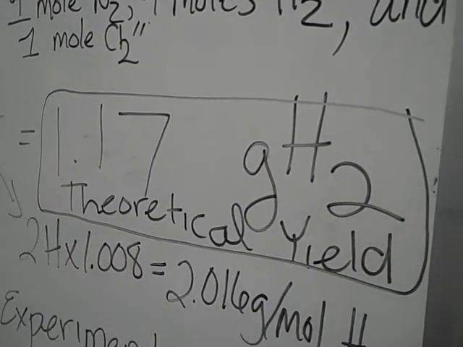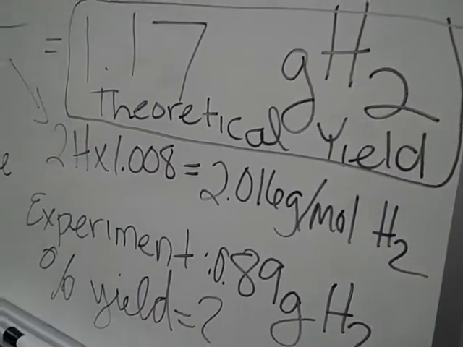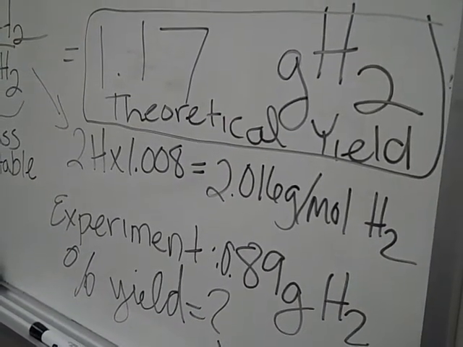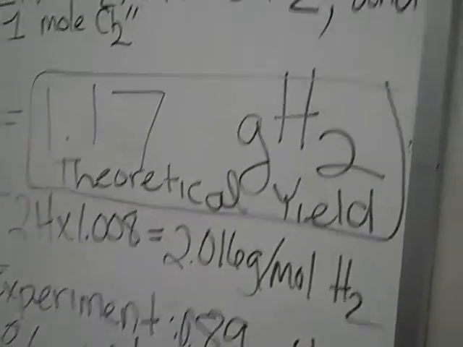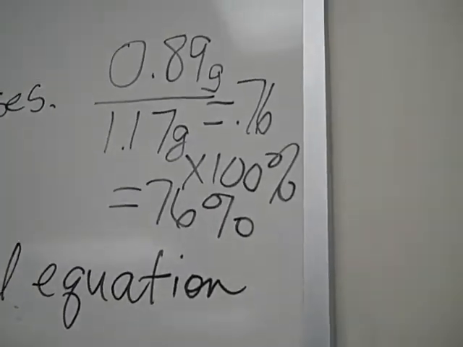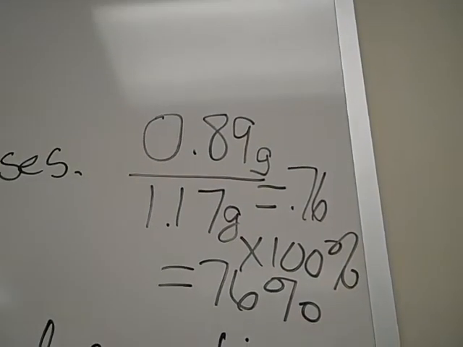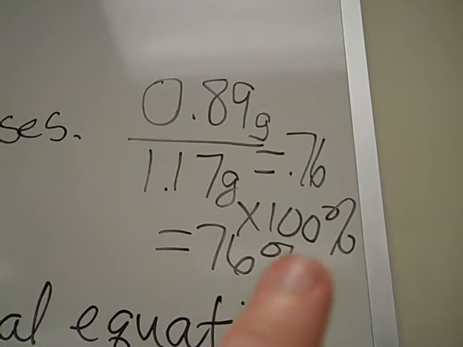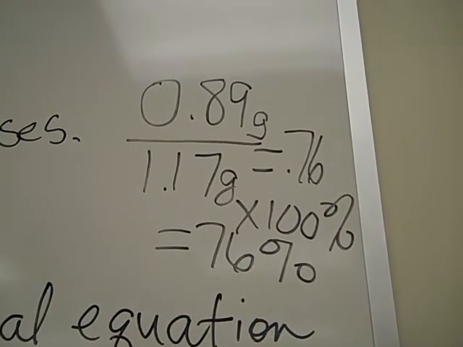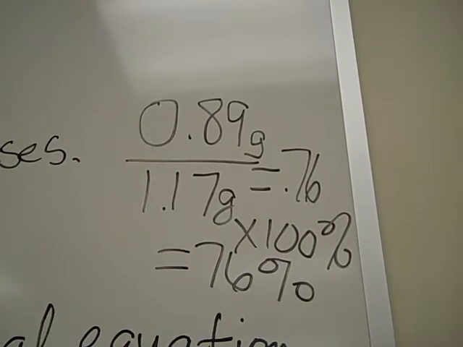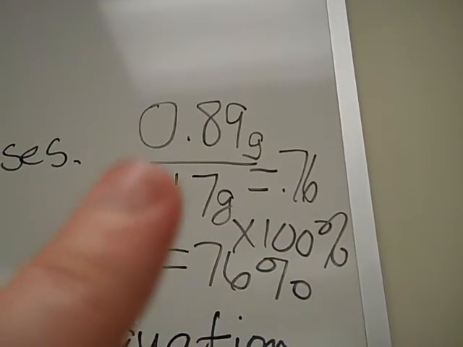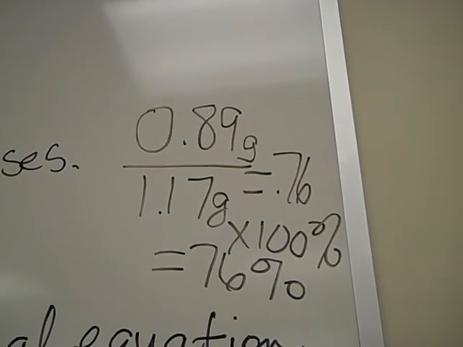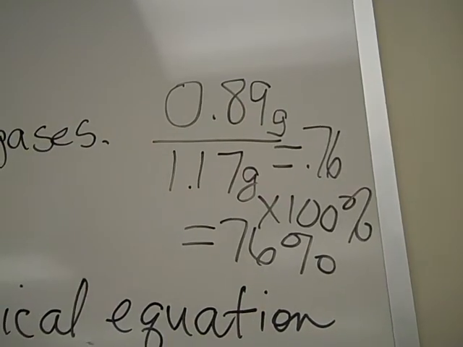Now just for fun, I asked: if experimentally we got 0.089 grams of hydrogen gas, what is the percent yield? To do that, you take what you actually got, divide that, with the same units on the bottom, by what we had for our theoretical yield. That comes out to 0.76. Multiply it by 100%. This person had a 76% yield for this reaction. You can only find percent yield if someone tells you what you got experimentally. You need to know your actual yield. But the theoretical yield you calculate following the steps we just showed.